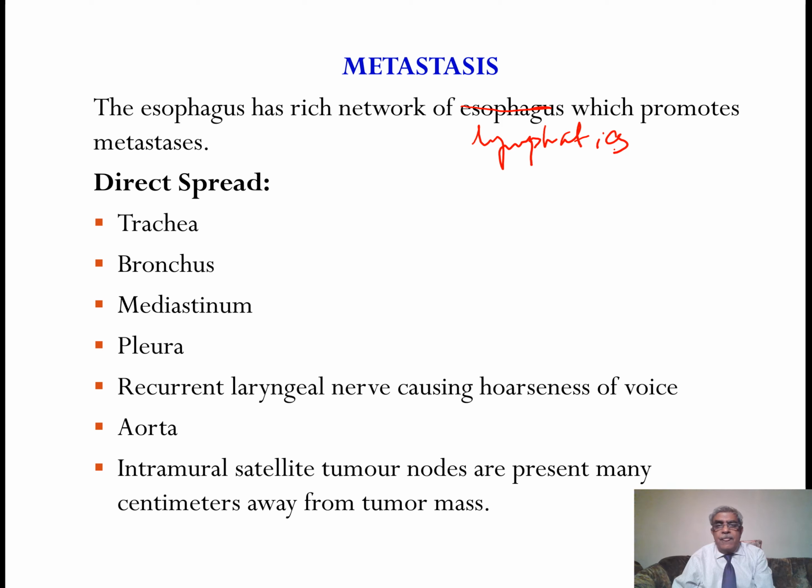I repeat that the esophagus has a rich network of lymphatics which promote metastasis, but the direct spread is there, and direct spread is towards the trachea, bronchus, mediastinum, pleura, recurrent laryngeal nerve leading to hoarseness of voice, aorta, and intraluminal satellite tumor nodules are present many centimeters away from the tumor mass.